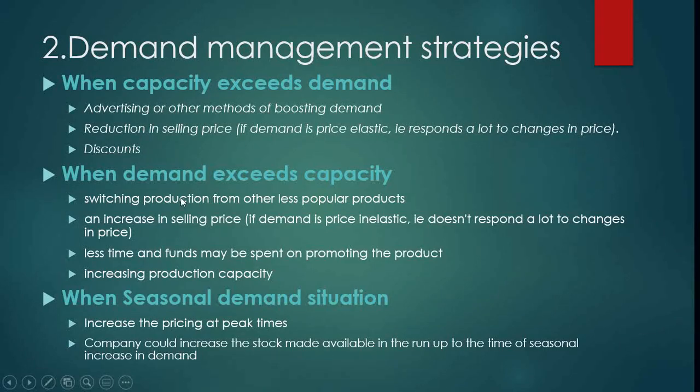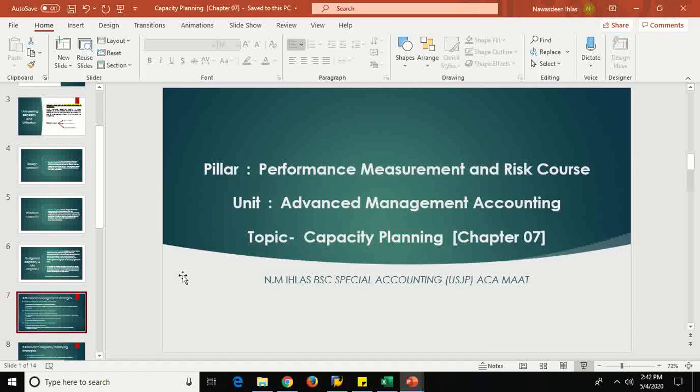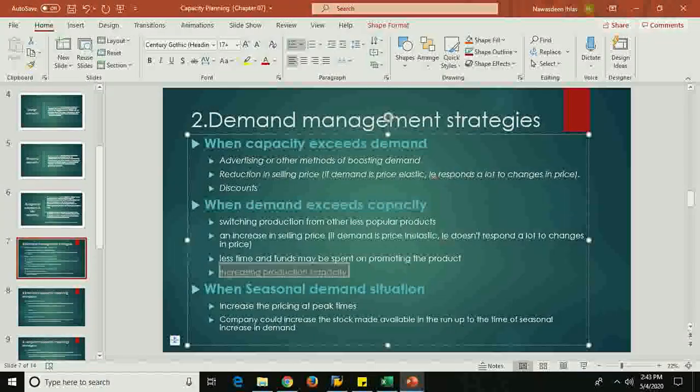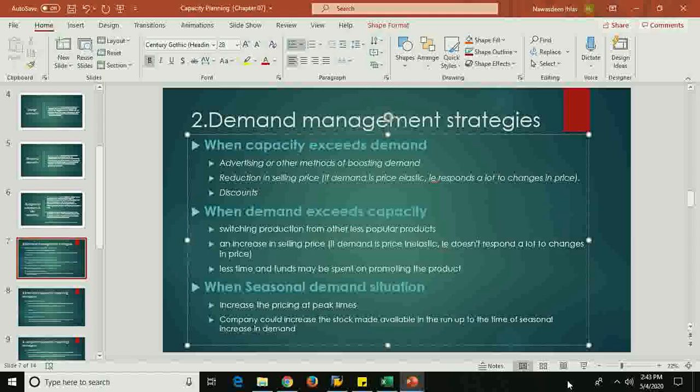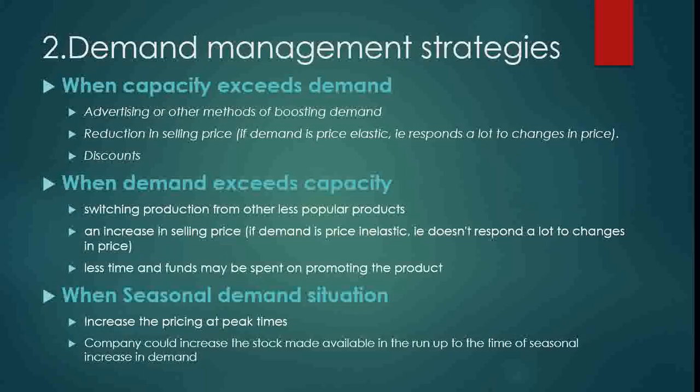So that is switching production from other less popular products, right? So here less time and funds may be spent on promoting the product, which means we are reducing our advertising. Or either from our supply side, we can increase our production capacity. Under this demand management strategy, we don't want to consider that as a strategy, so we'll remove that one because that is from the supply side, right? So these are the possible strategies that we can use.